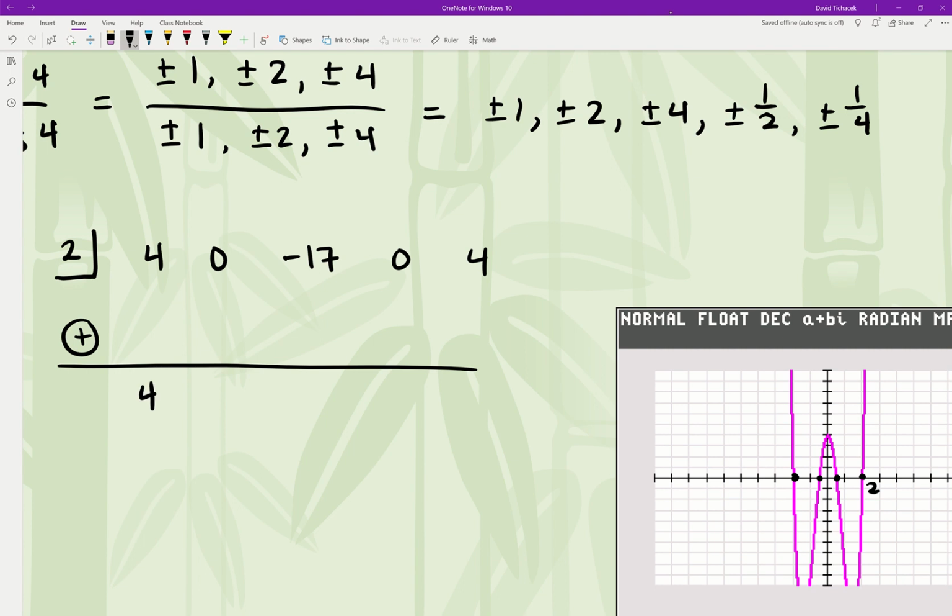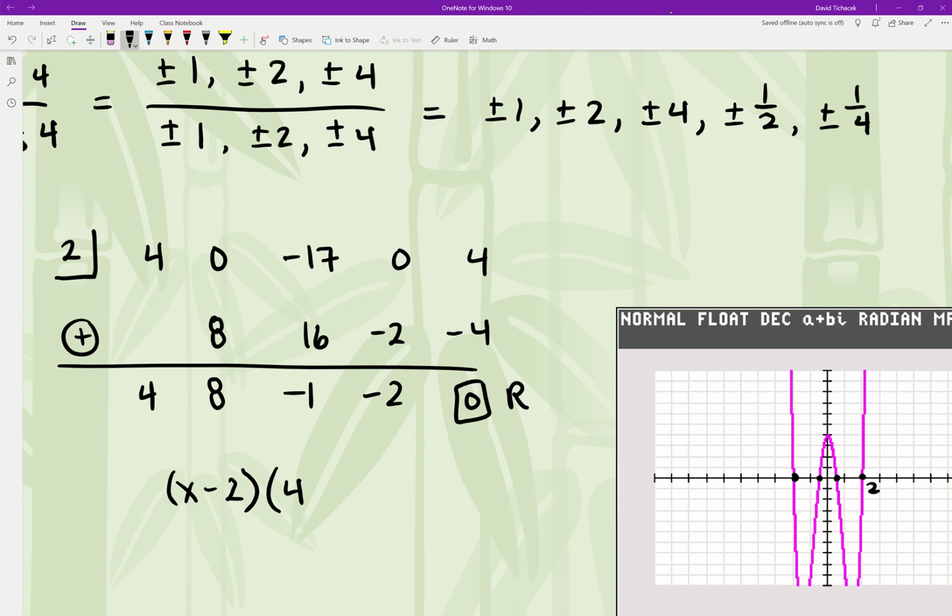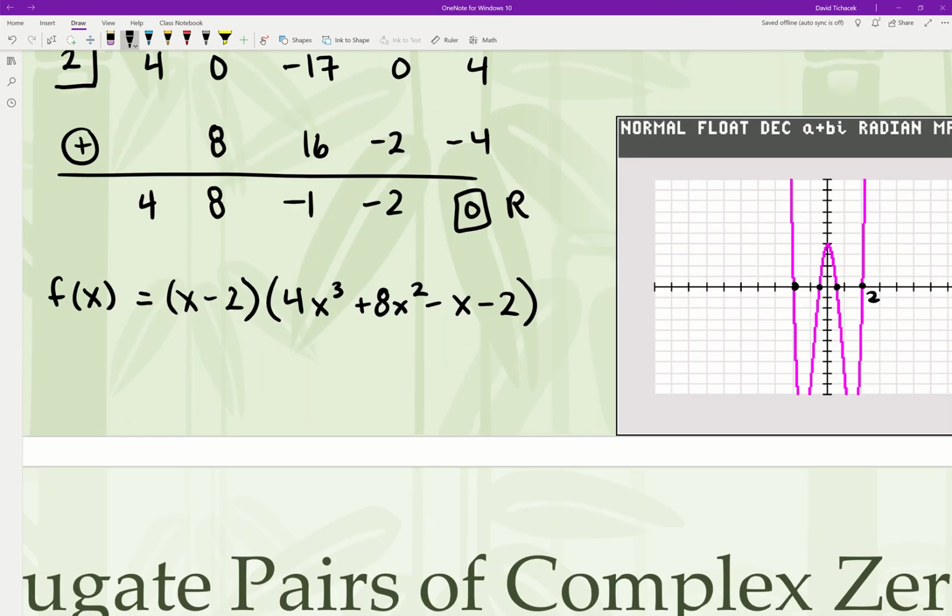Okay, so drop the 4, and now multiply, and then add, and then multiply, and then add, and then multiply, and then add, and then multiply, and looky there, we get a remainder of 0, which is what we were looking for, right? So we know that x = 2 is a 0, which means that x minus 2 is an algebraic factor, and that leaves left over 4x^3 + 8x^2 - x - 2. Again, if you need to brush up on your synthetic division, I would recommend that you watch the previous video for that. But this is something that you can now continue to factor by grouping, okay?